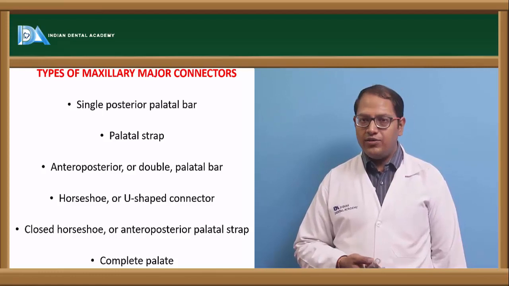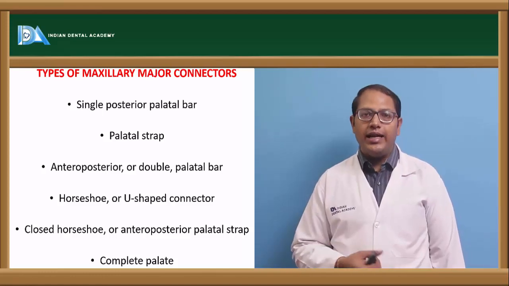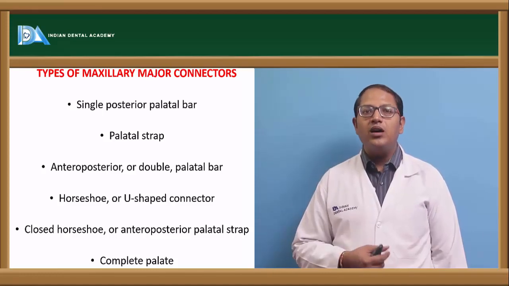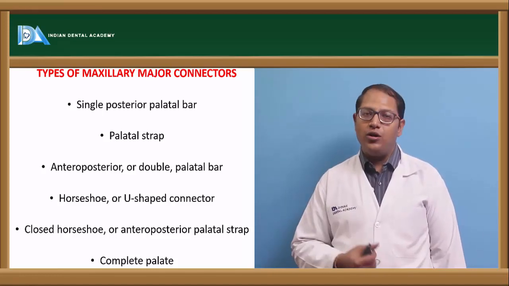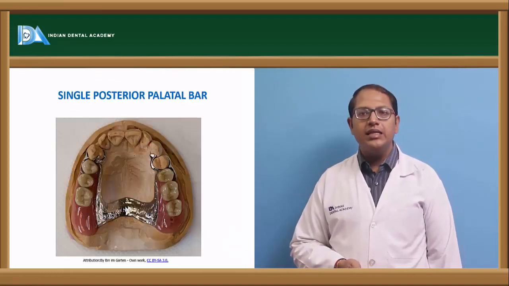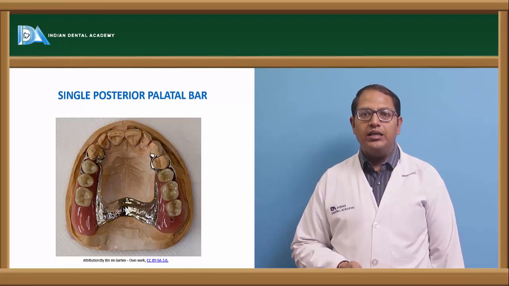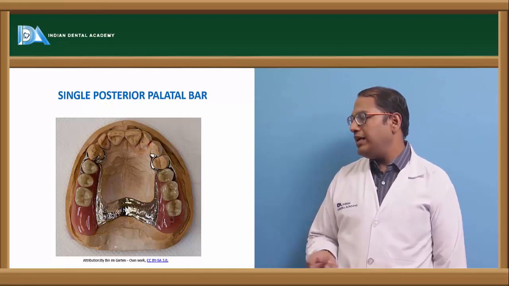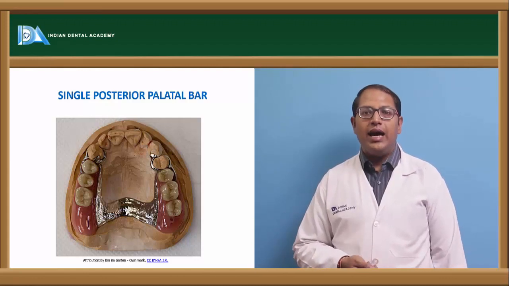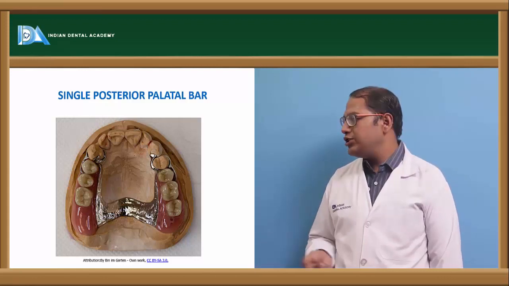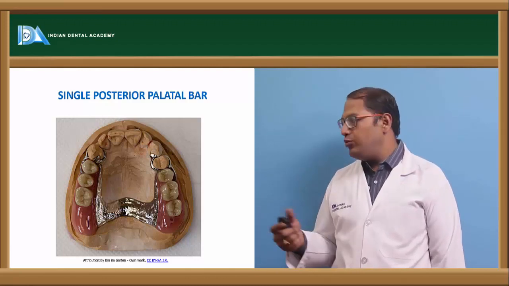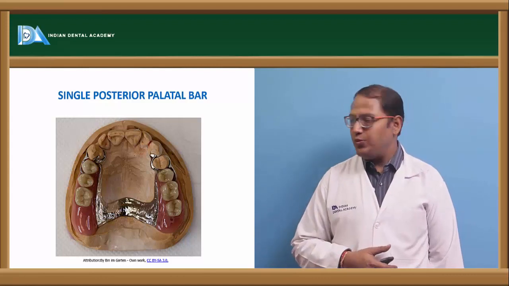One more important thing here is how far a major connector should be from the free gingival margin. It should be around 6 to 8 mm away from the free gingival margin. Coming to the first one, the single posterior palatal bar. You can see this is half round in its cross section, and the bar is gently curved and should not have any sharp angle at the juncture with the denture bases. That is the most important thing.